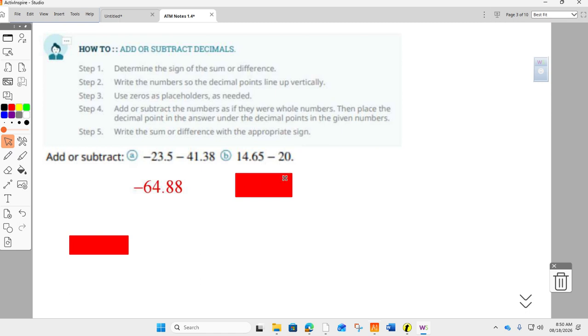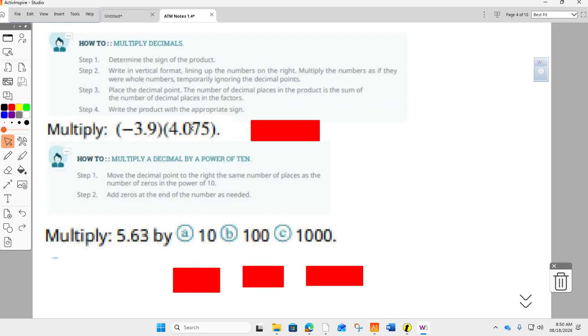14.65, 14 and 65 hundredths, minus 20. What do you get, Ashlyn? Negative 5 and 35 hundredths, right? So everybody knows how to use the negative button. Same thing here. Well, let's pause for a second.